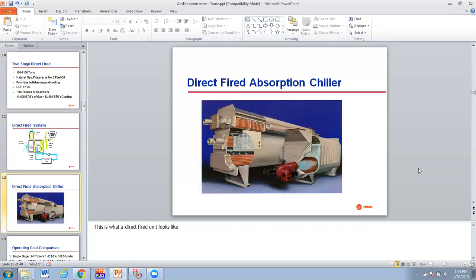A picture now, so you can see here, it looks like the direct effect machine before, but now here's the natural gas burner. You can see the flame down here. So this is our heat. This is what's producing the steam to drive the cycle. So it's like we have a little boiler strapped on the side that comes with it.